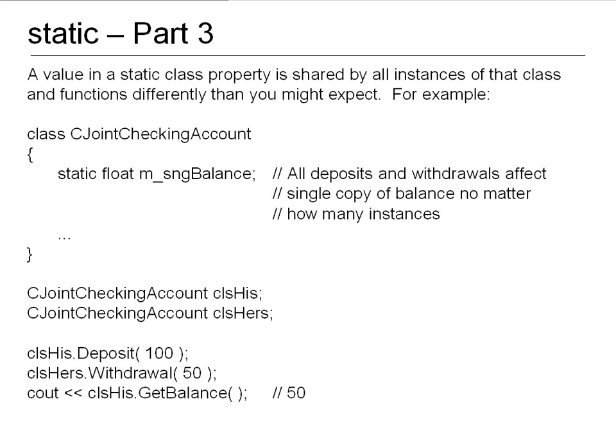And here's a little example to illustrate that. So we've got his and hers, both instances of a joint checking account. His deposits 100, hers withdraws 50. His, he gets the balance, it's going to print out 50. Even though they're different instances, balance is shared.